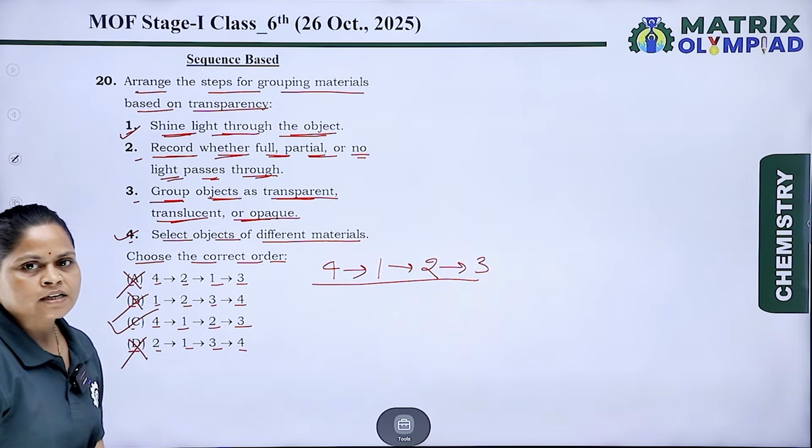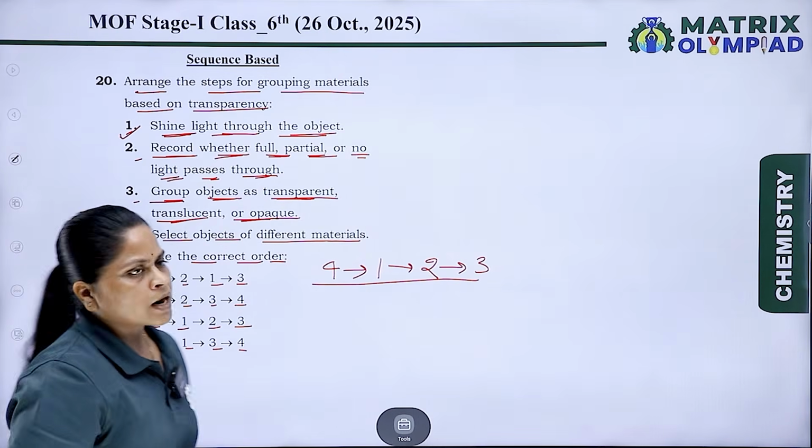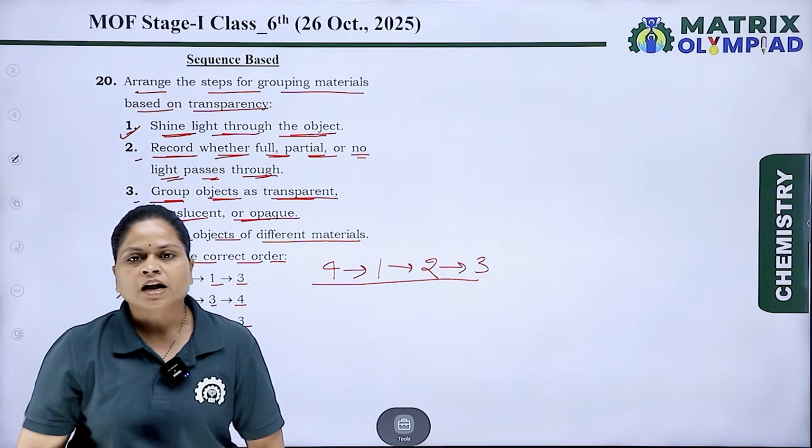So the correct answer is option C. Now this is the part 2 chemistry for class 6.